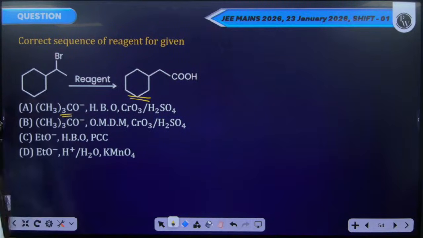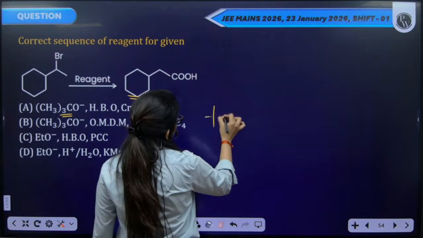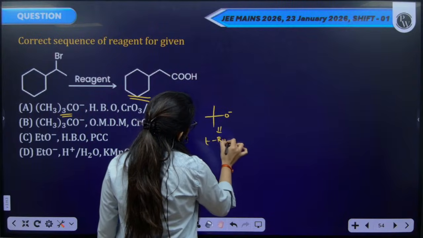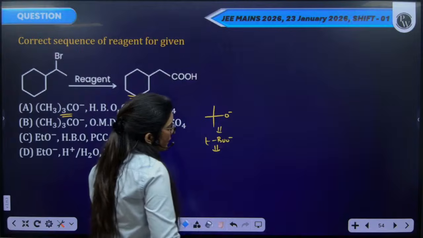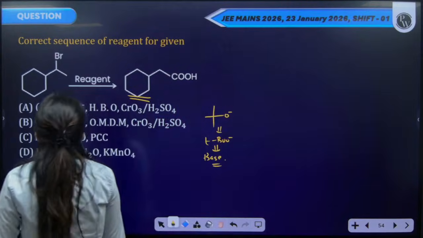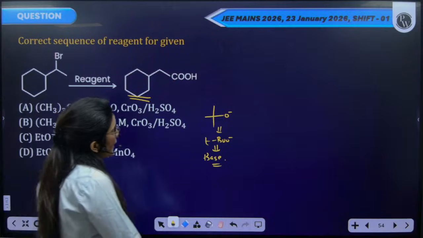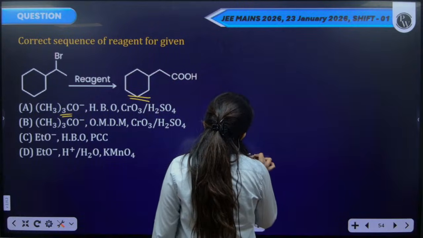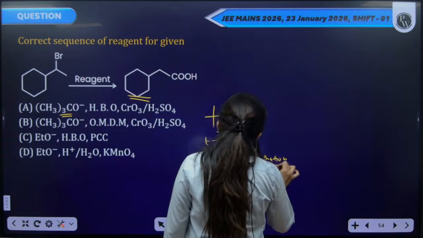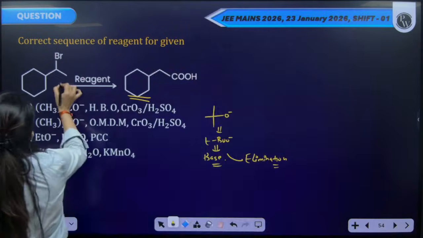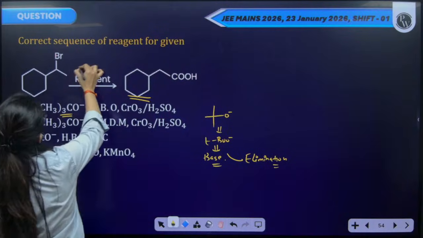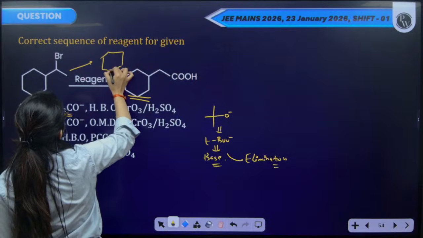This is basically tertiary butoxide. What do we call this? This is called tertiary butoxide, and it is a very good base. So if it is a base, then what will it be doing? It will be doing the elimination reaction. So it will convert this particular compound into this particular product, right?